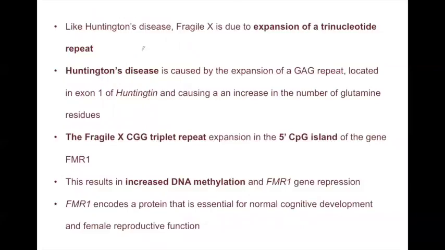So in summary, Fragile X is similar to Huntington's disease in that it is due to the expansion of a trinucleotide repeat. While Huntington's disease is caused by the expansion of a CAG repeat that increases the number of glutamine residues in a protein, Fragile X increases a CGG repeat, which increases the DNA methylation of the FMR1 gene. Repression of the FMR1 gene by this increased DNA methylation results in the loss of a protein that is otherwise essential for normal cognitive development.